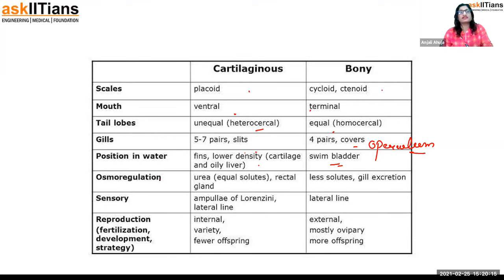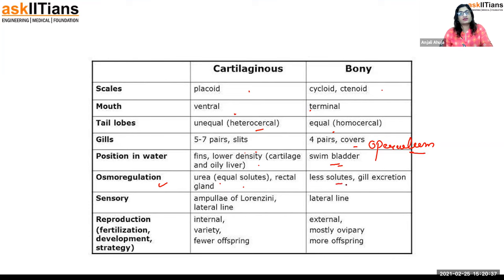Okay, osmoregulation means how they maintain the osmotic condition in their body, the water balance. So this is done by urea and rectal gland. Urea equals solute. I mean, urea is present in their body, which is secreted as a waste product also while they excrete, but it helps in maintaining osmotic concentration in their blood.